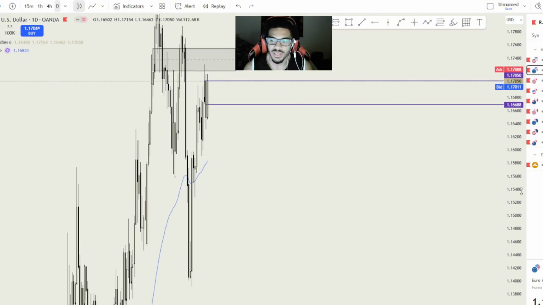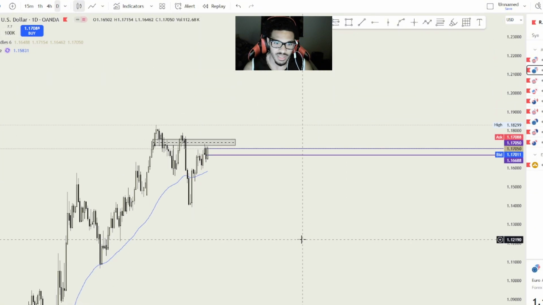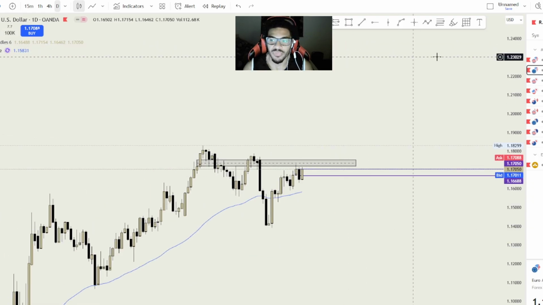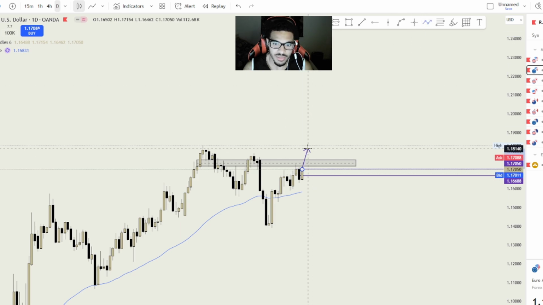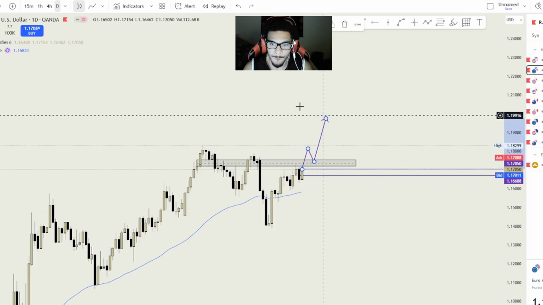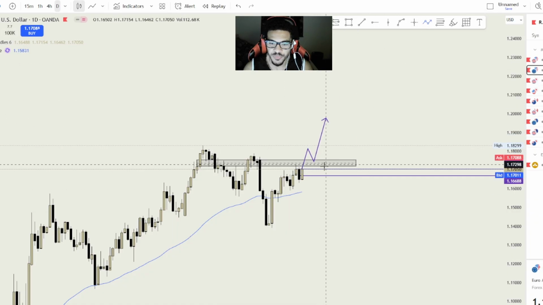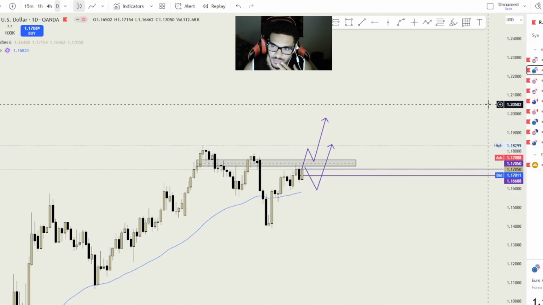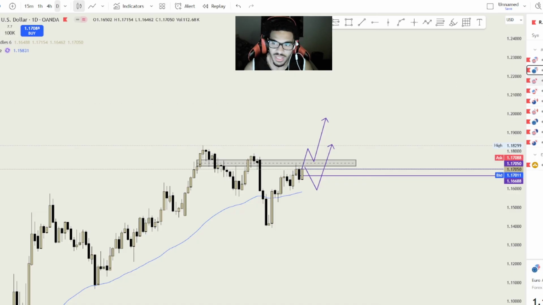Euro USD, as I say, these two pairs are quite similar, so I'll be looking for pretty much the same type of thing. I'll either be looking for price to break, which potentially could happen, retest and continue to go up, or I'll be looking for price to reject off this zone and continue to push down, potentially retesting the EMA, and then ultimately make its way back up. So pretty much the same thing for Euro USD.